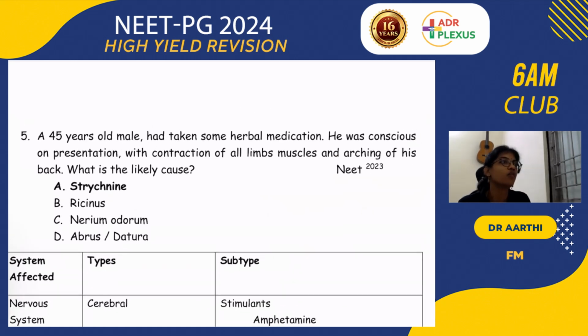Okay, let's look into this one. A 45-year-old male has taken herbal medicine. He was conscious at presentation with contraction of all limb muscles and arcing towards the back, which means they are talking about a tetany-like position. The tetany-like position is seen with strychnos nux vomica. It is a spinal poison.